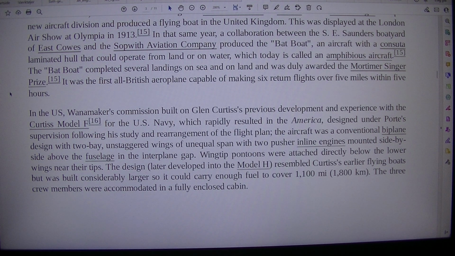The design, later developed into the Model H, resembled Curtiss's earlier flying boats but was built considerably larger so it could carry enough fuel to cover 1,100 mi, 1,800 kilometers. The 3 crew members were accommodated in a fully enclosed cabin.